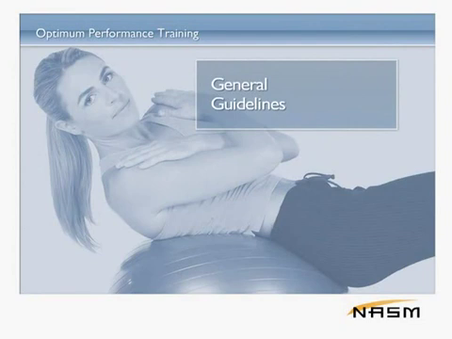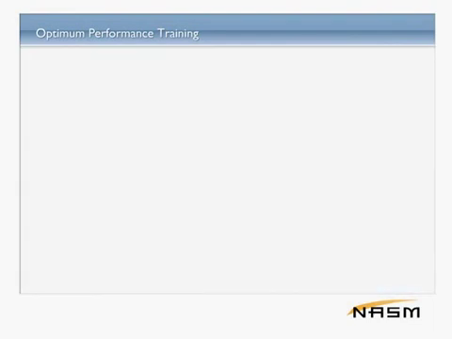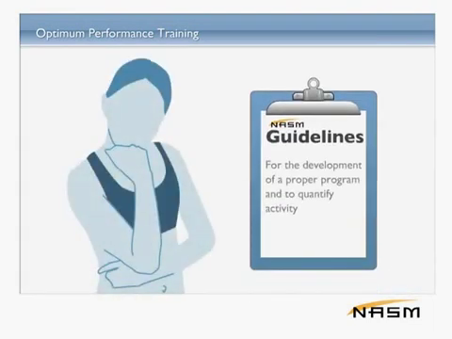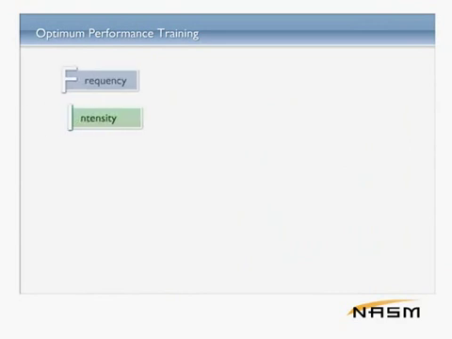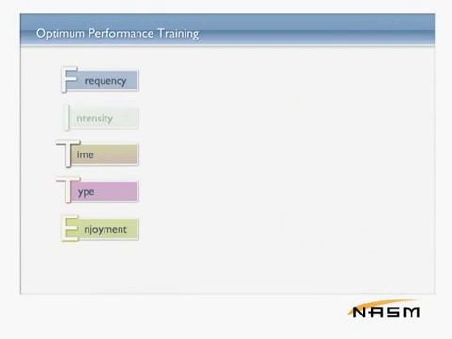General guidelines. Any form of training must have certain guidelines to allow for the development of a proper program. These guidelines also serve to quantify activity. For these purposes, NASM uses the FITTE factors, otherwise known as frequency, intensity, time, type, enjoyment.